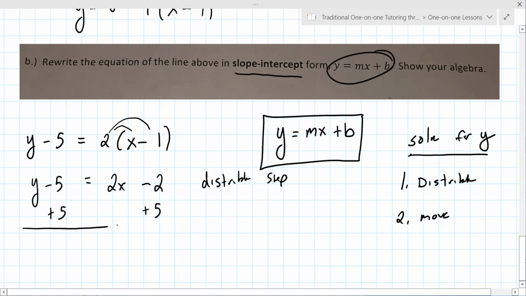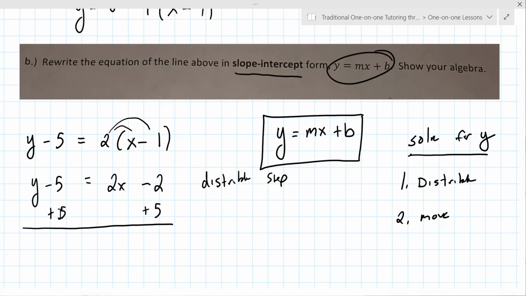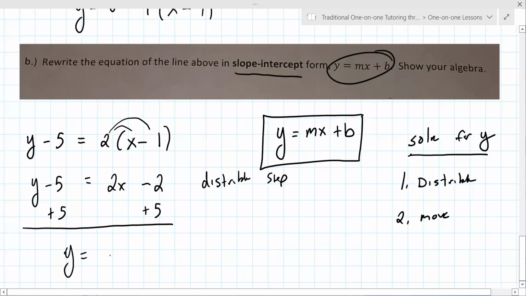Why do you add 5 instead of subtracting 5? Because instead of subtraction, you add. That's right, you do the opposite. If you walk in the woods 50 yards and want to walk out, you walk backwards 50 yards. Forwards, backwards, up, down, whatever it is. So y equals 2x plus 3. And there you have it.